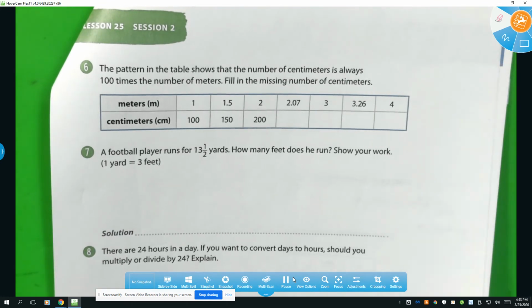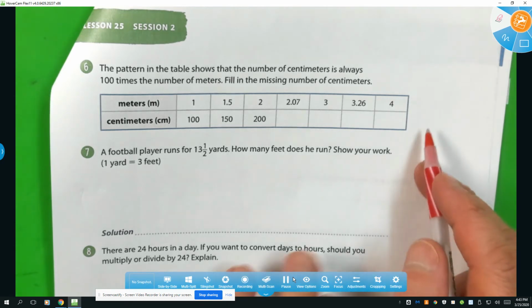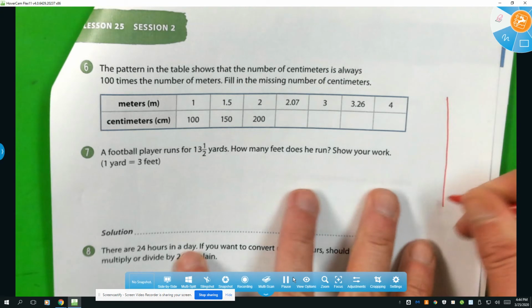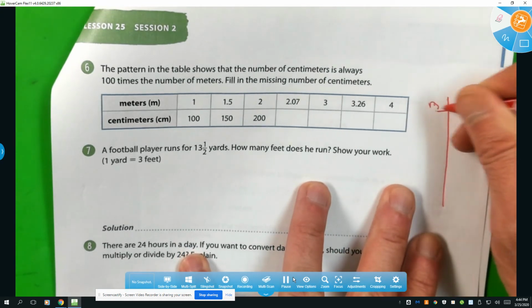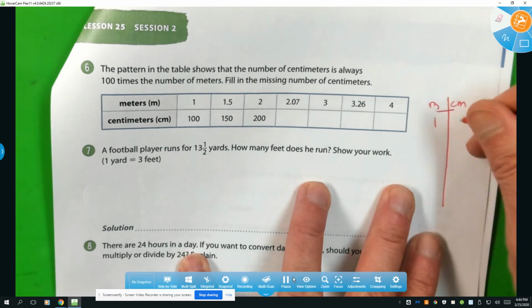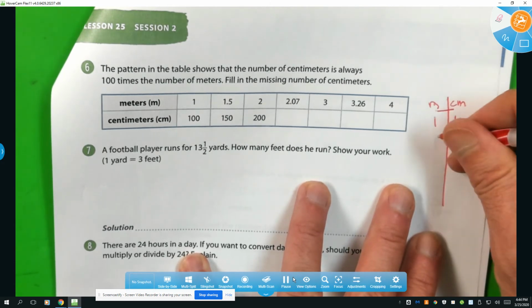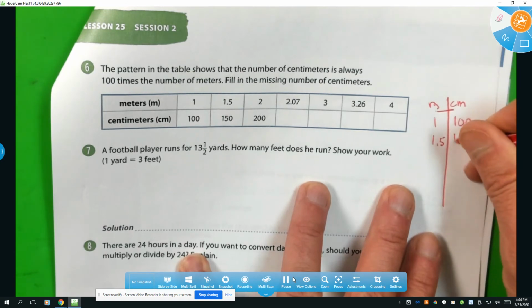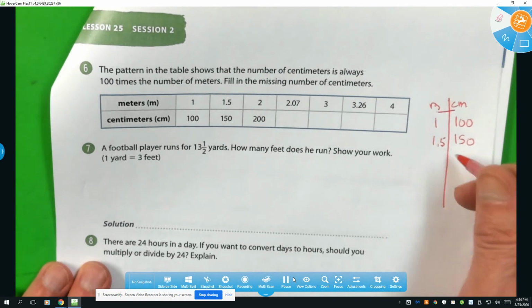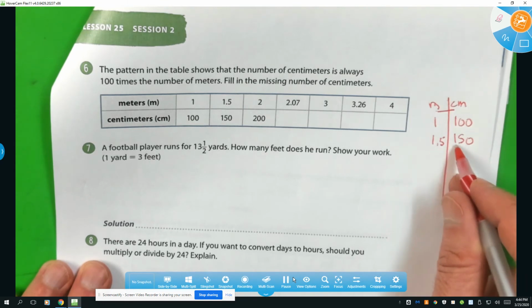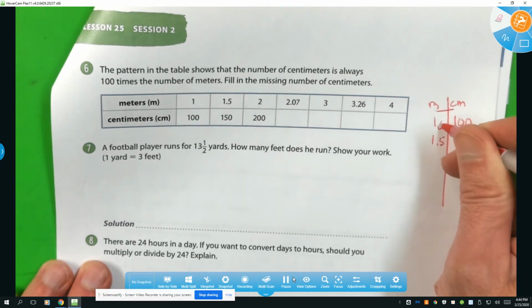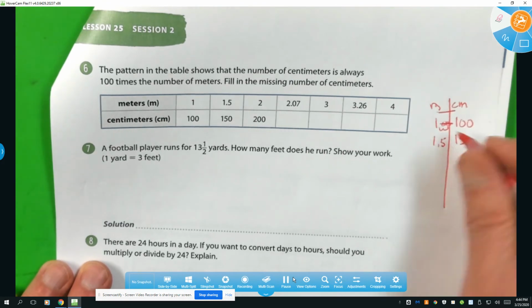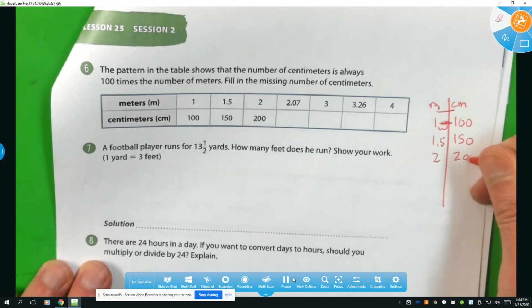The pattern in the table shows that the number of centimeters is always 100 times the number of meters. Fill in the missing number of centimeters. And if this confuses you, just rewrite it. Okay? Just go meters, centimeters. 1 meter, 100 centimeters. 1.5 meters, 150. And then you can see the relationship, how you are just sliding your decimal out 2 spots. 1 would go over 2 spots to 100. Okay, so now we get 2, and that's 200, multiplying by 100.